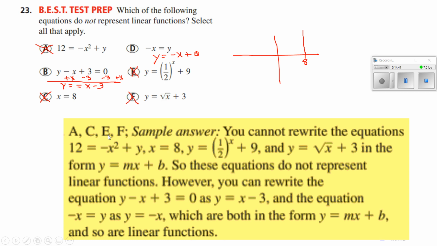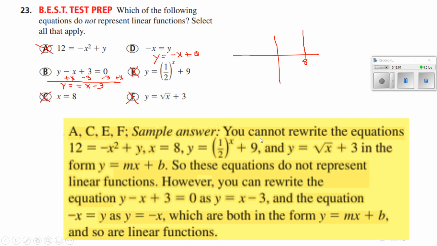So a, c, e, and f are the ones that are not representing a linear function. You cannot rewrite these, as I stated over here. So the only ones that are linear functions are going to be d and b. Okay, b and d, just like I said.